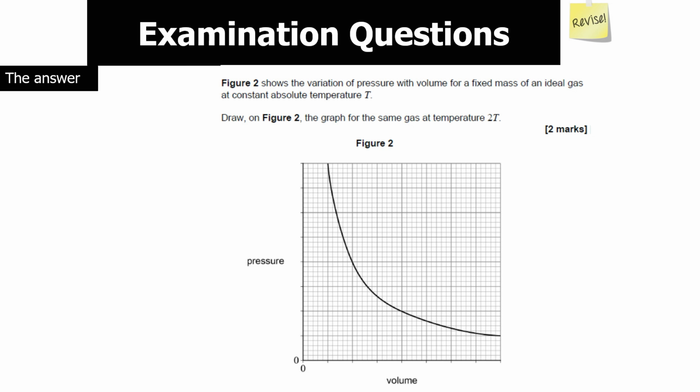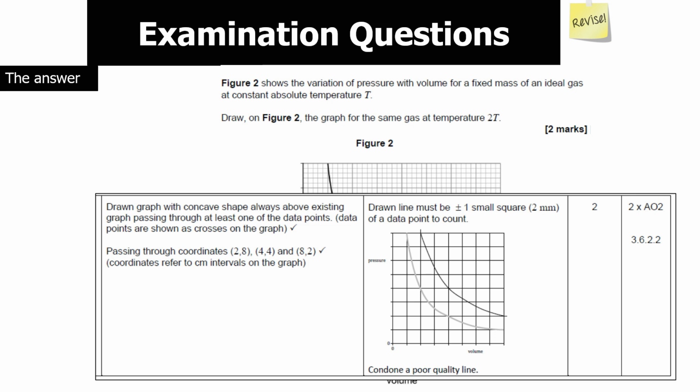Right, so how do you answer this question? You've got to have an understanding of what the actual graph is showing, so a PV graph. So you would draw a graph with the same concave shape, because it's going to have the same trend, because it's still pressure and it's still going to be volume. It's just a different temperature, but now it's going to pass at points where it's going to be higher. So you can see here it's passing through the coordinates of 2 and 8, 4 and 4, and 8 and 2, because you can see that with the increased temperature, it's going to increase both the pressure and the volume of the gas.